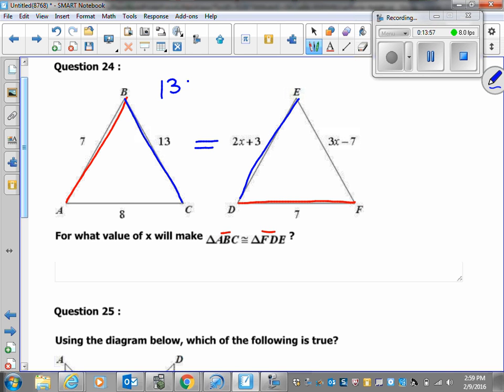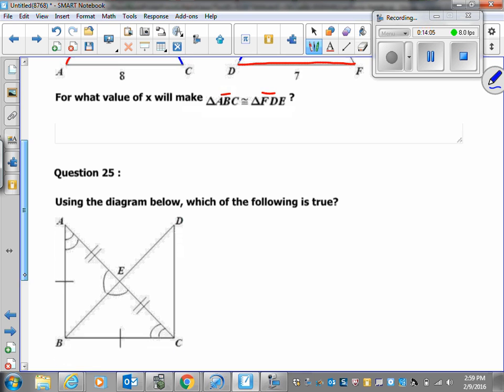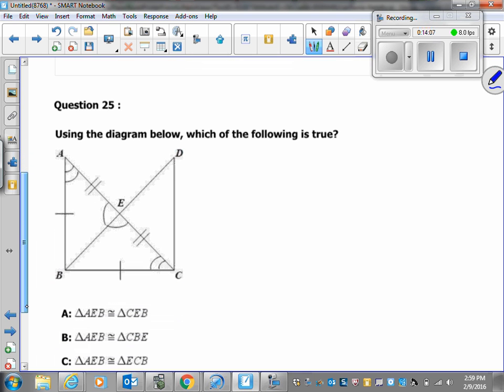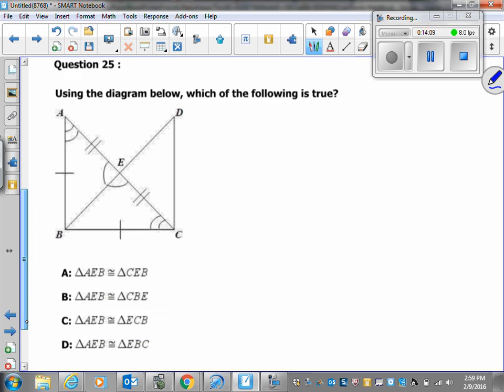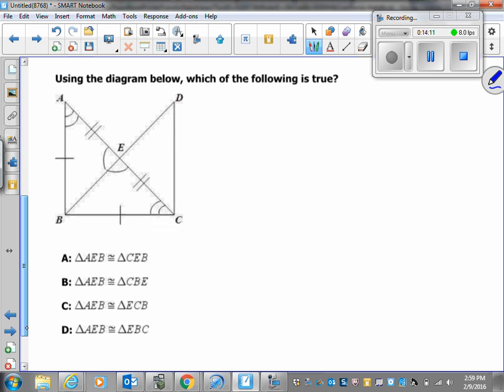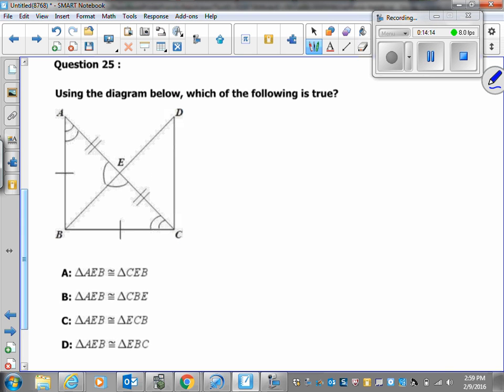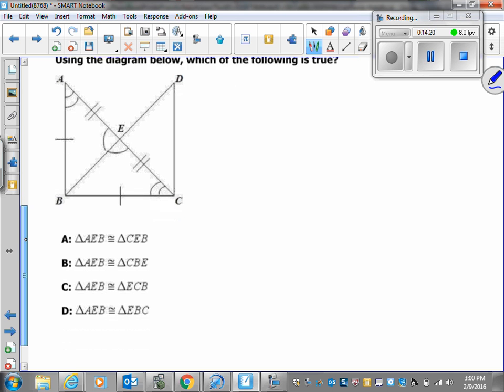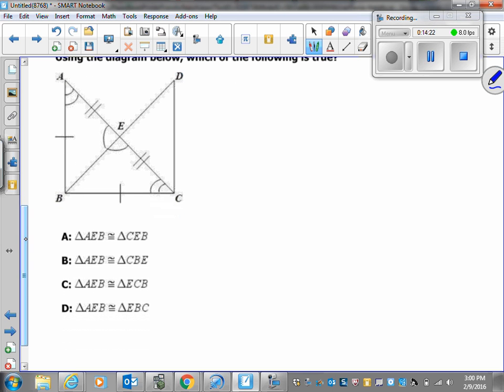13 equals 2x plus 13, and you can easily solve for x. And that's what the question is asking, to solve for x. 25, this one might be a little bit time consuming. You have to separate the two triangles. So take your time, separate the triangles, and try to figure it out. If not, we'll go over it again when we do the in-class review.